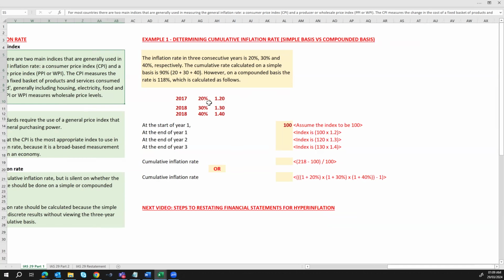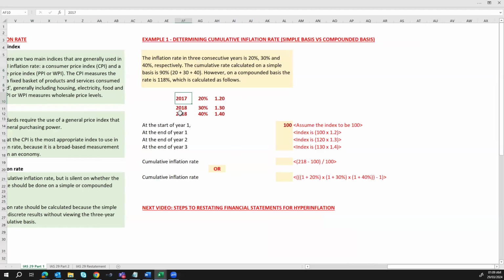So we have our years here, 2017, 2018, 2019, a 3-year basis, and we have the inflation rates of 20%, 30%, and 40%. We need to convert the percentages to rates, that is 1.2, 1.3, and 1.4 respectively. For a price index, we need to start with the base index, which is always 100. So at the start of year 1, we have our base index as 100. At the end of year 1, year 2, and year 3, we're going to calculate what this price index will be given the inflation rate.